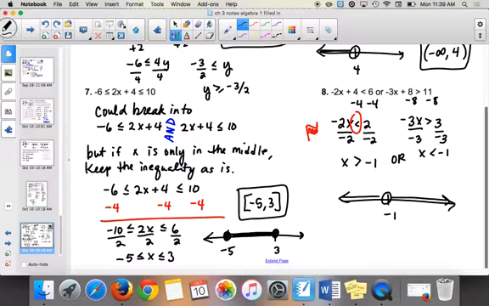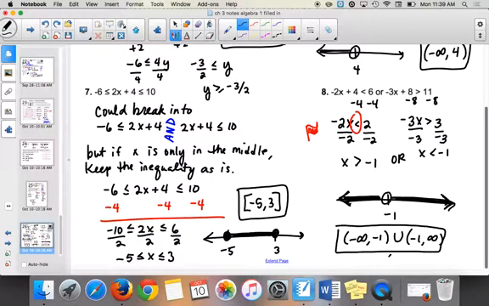What number is bad? Is there a number I don't have shaded? It's tricky. The only number that's not shaded is right here. It's not shaded, so we have to keep that off. So it's every single number except for negative 1. So the way we write it is negative infinity to negative 1, parentheses, union, negative 1 to infinity. Okay, so it skips over negative 1.